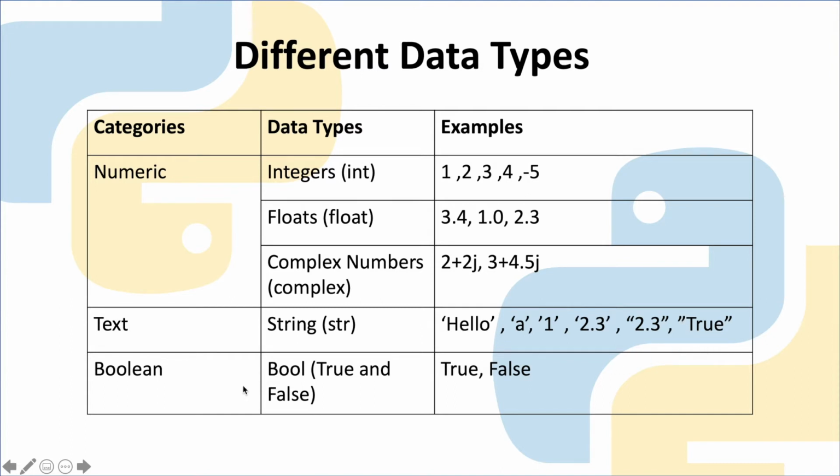Now, the third category, as I just mentioned, is Boolean. Boolean, in very simple terms, is true and false. And as you can notice, I've written True and False with a capital T and an F. That's how Python will identify them as a Boolean. If you use a lowercase t or a lowercase f, then Python won't treat them as Boolean and you will get an error. So just keep that in mind.